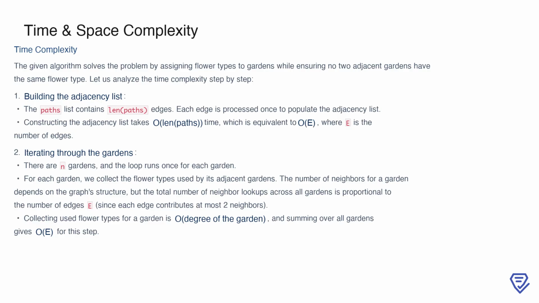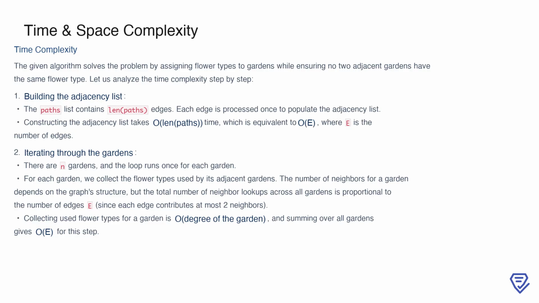To understand the time complexity, we first look at the process of building the adjacency list. This step involves iterating through the paths list, which contains len(paths) edges. Each edge is processed once, so constructing the adjacency list takes O(len(paths)) time, which is equivalent to O(e), where e represents the number of edges in the graph. Next, we iterate through the gardens. Since there are n gardens, the loop runs once for each garden.